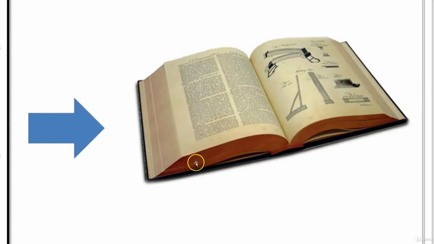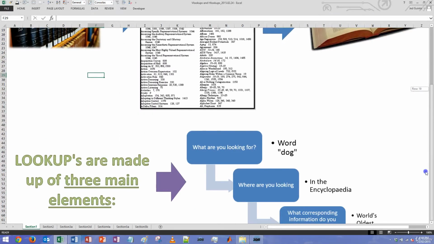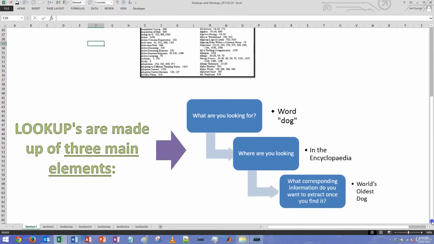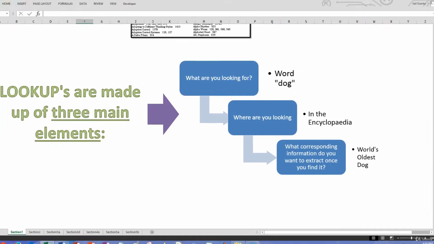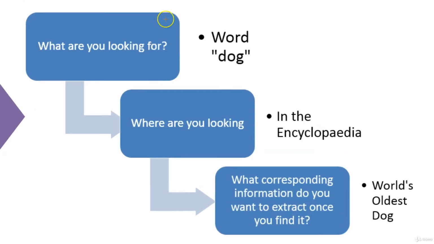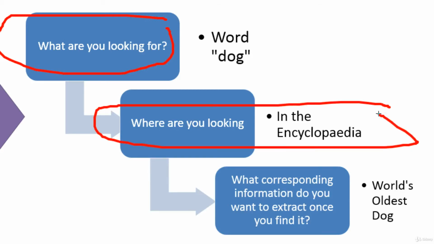So if I was to break it down into the three elements, let's scroll down. We have these three elements. Let's go down further. So again, made up of three elements. Firstly, what are you looking for? So let's say you're looking for the word dog, or you're looking for information about a dog. So what you are looking for is the word dog. Where are you looking? In the encyclopedia. That's the second element. Where are you looking? And the third element is, once you find the page, what kind of information corresponding to the word dog do you hope to extract? And that's it.